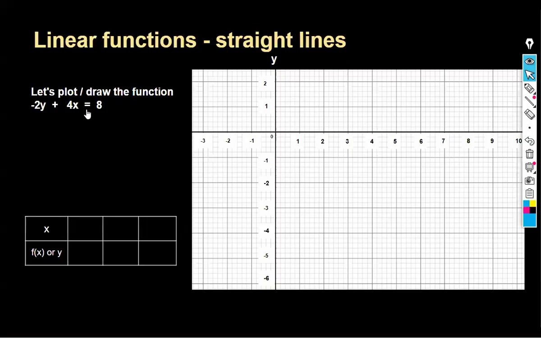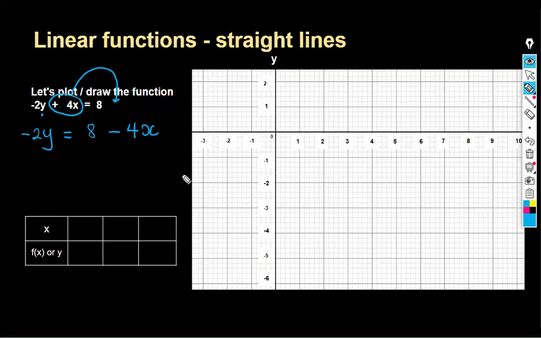So the first person, since we're trying to make y the subject, whoever is not touching y, we're supposed to throw them across first. So I would throw across the positive 4x first. So you have minus 2y is equal to 8 minus 4x. Now, it doesn't matter if the minus 4x comes before the 8. The point is we have to throw across the positive 4x on the other side of the equal sign. But some people stopped over here by mistake. That can't be the end of the question.